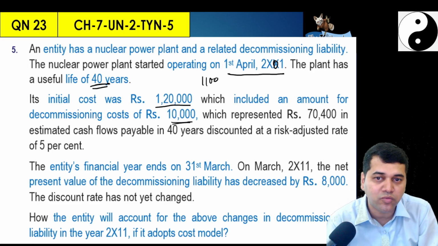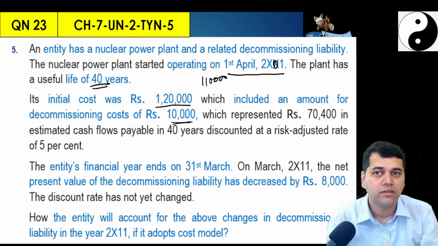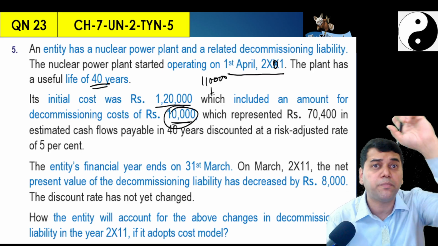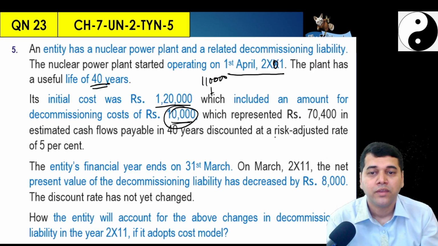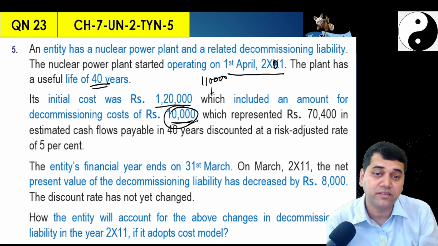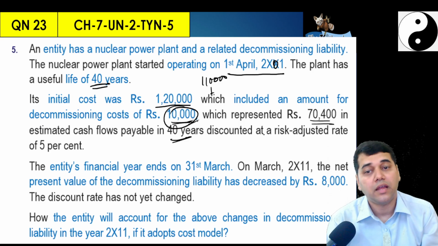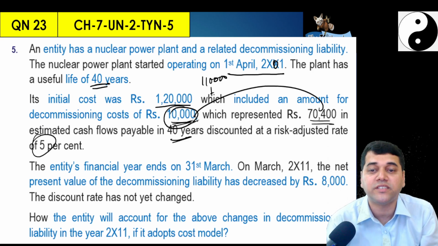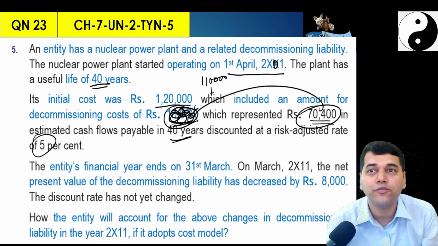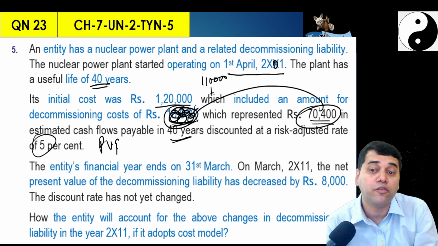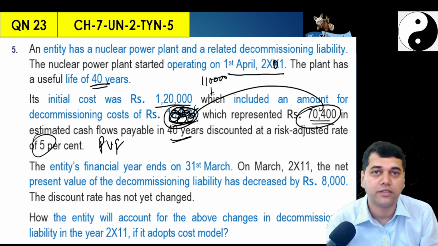That means 1,10,000 is what you have incurred, the cost of production, direct cost, all those things, plus 10,000 is the decommissioning liability, which is also part of the cost. You remember, in the working initially we should add the decommissioning liability also. Now, what is this 10,000? It represents 70,400, which you are going to incur 40 years from now, and its discounted value at 5% is 10,000. They could have given you 70,400 and then a present value factor. Otherwise, you have to sit and do it 40 times on the calculator.